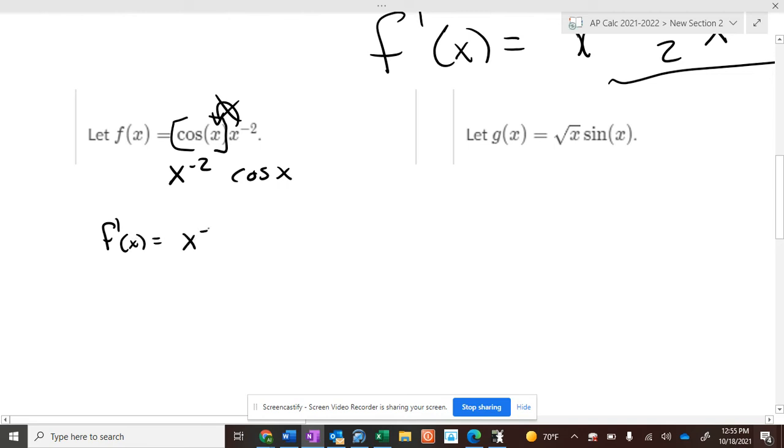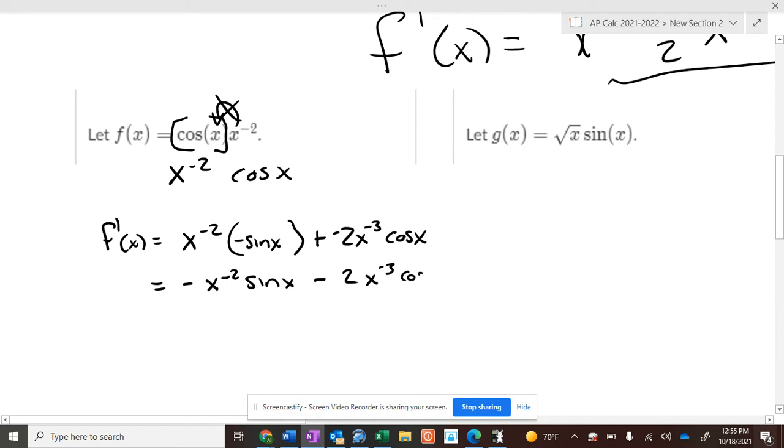We get x to the negative second times, what's the first derivative of cosine of x? Negative sine of x. Plus negative 2x to the negative third cosine of x. Okay? So in the end, it's negative x to the negative 2 sine of x minus 2x to the negative third cosine of x, right?